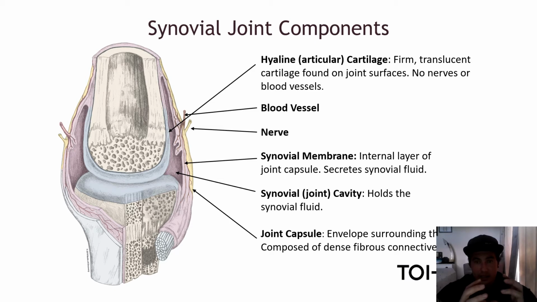There's a membrane, the internal layer of the joint capsule, which secretes synovial fluid, a lubricating, oily fluid which again helps reduce friction because we have movement. You've got the synovial joint cavity, the space around the joint, which holds the synovial fluid. Then you have the capsule, which envelopes the whole joint space. It's comprised of dense fibrous connective tissue. So it's a pretty well-structured joint that allows movement, but also provides stability and limits friction.